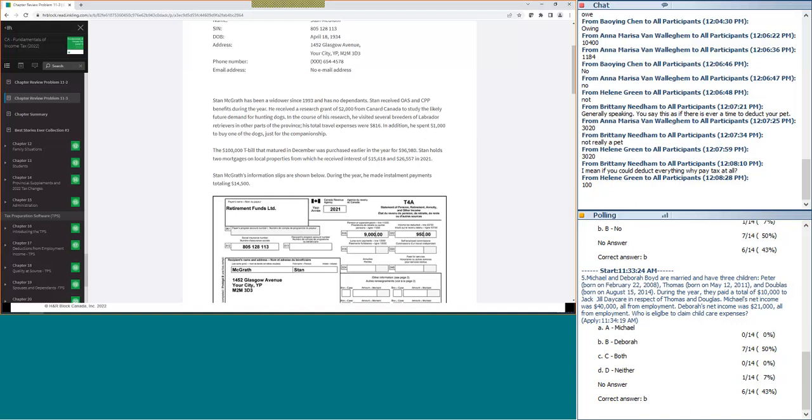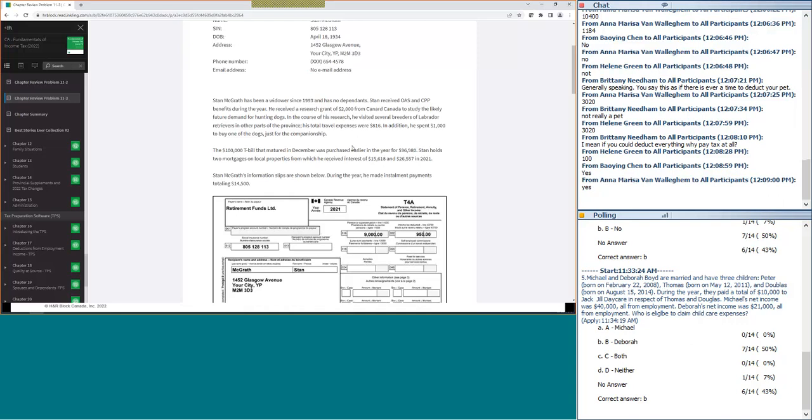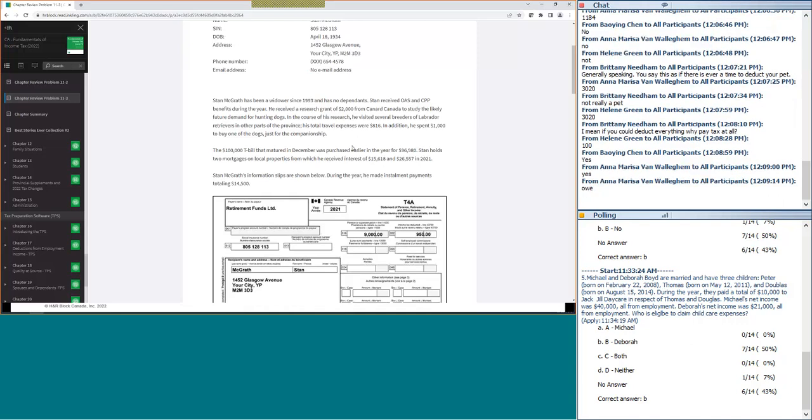All right, and he holds 2 mortgages and he receives interest. So people are paying him interest. $15,618 and $26,557. Does he have to put that income on his return? Is that reportable income? Absolutely it is. Interest income on line 12100. What's that going to do to his tax return? Generally speaking, what happens if you put a whole bunch of interest income on your tax return? Generally speaking, you're going to owe.